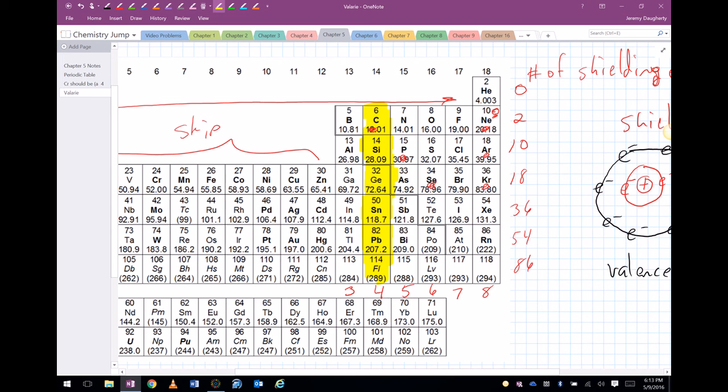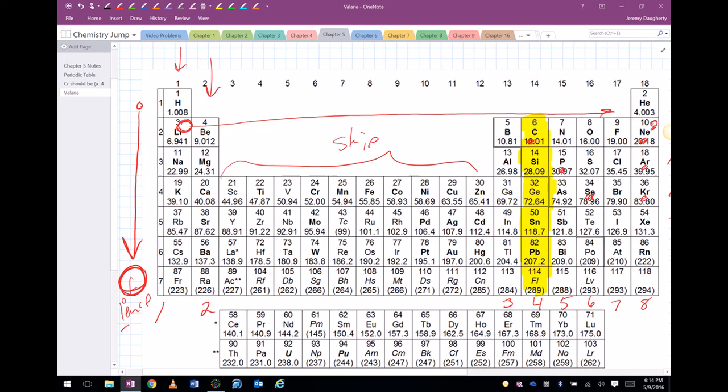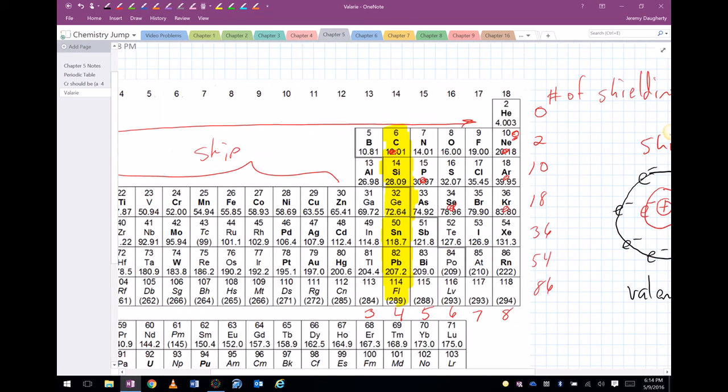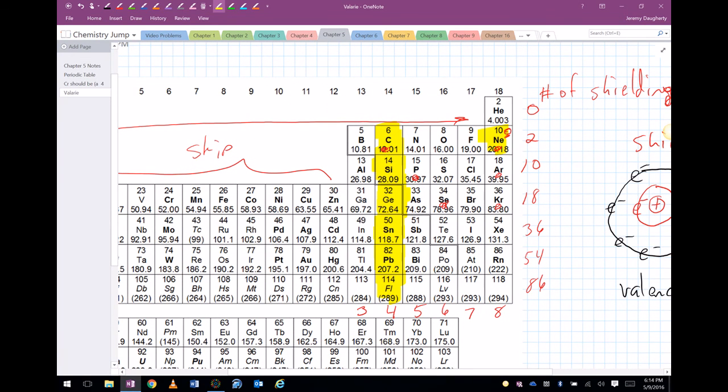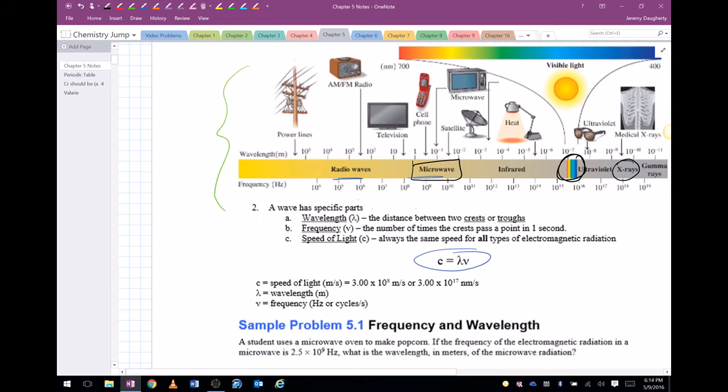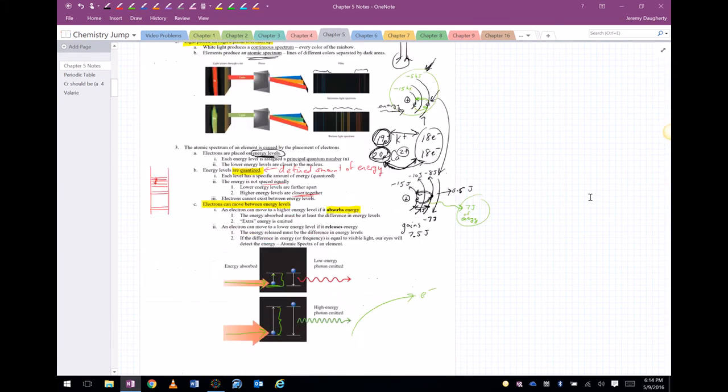Okay? So metallic character from top to bottom increases. Metallic character increases from top to bottom. From left to right, metallic character decreases. Why? Lithium's a metal. Neon is a nonmetal. Okay? Now, what does that mean? Well, metals tend to lose electrons easily. Nonmetals tend to gain electrons easily. And that's the big thing for metallic character.